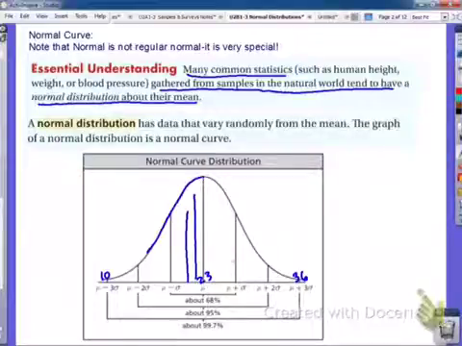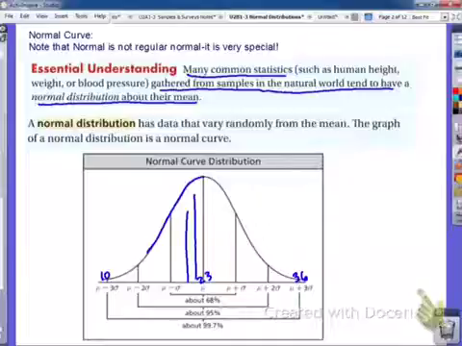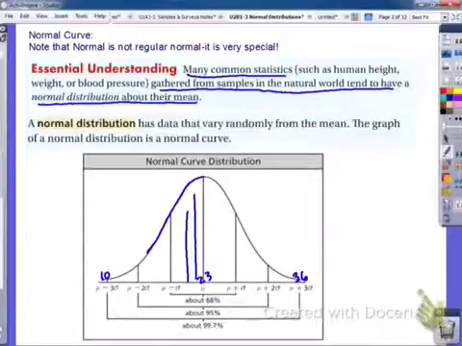Now, if anybody has ever heard of the bell curve, raise your hand. I see a few hands. Well, the normal curve and the bell curve are the same. It's the same thing, it's just a different word for it. Why is it called a bell curve?